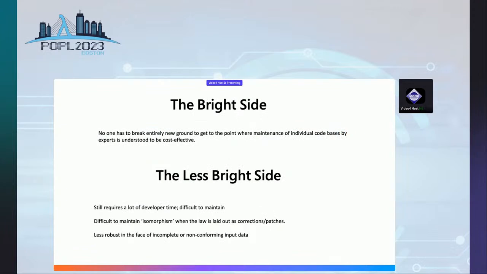However, these things still require a bunch of developer time. It is difficult. A lot of people that speak here talk about this isomorphism, where we want the code to look like the law. I agree that to the extent that's possible, we should always go for that. It is tough. It's hard.